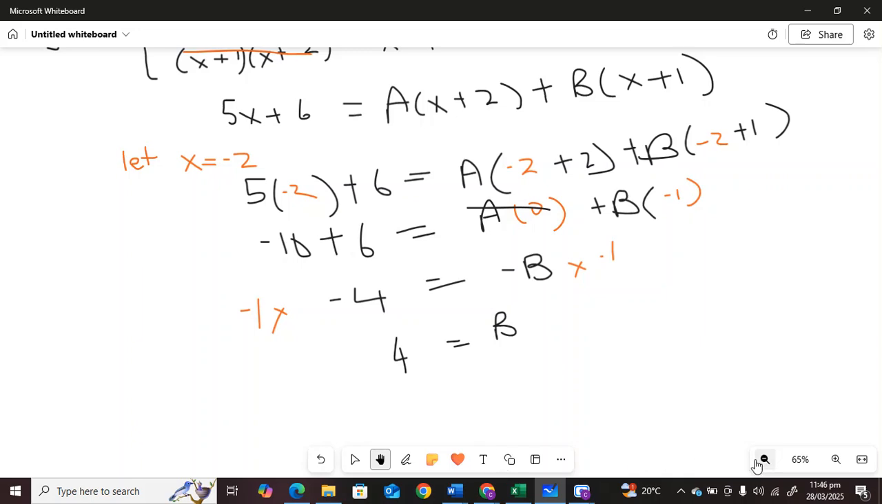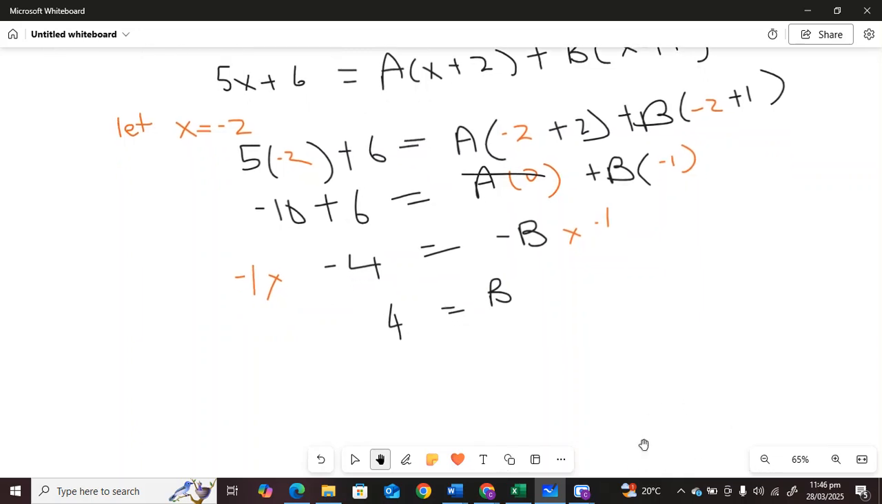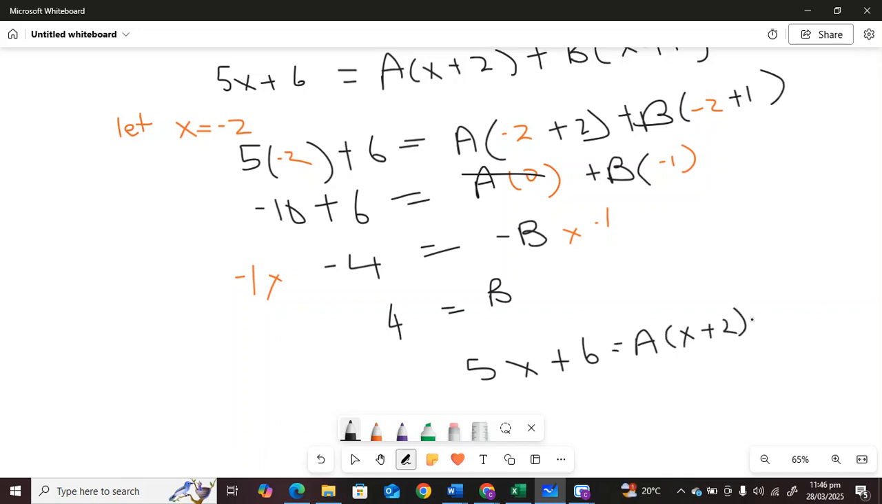Okay, now we've got our b variable. We want to get our a variable. So we rewrite our expression again here. 5x plus 6 equals a over x plus 2 plus b over x plus 1.